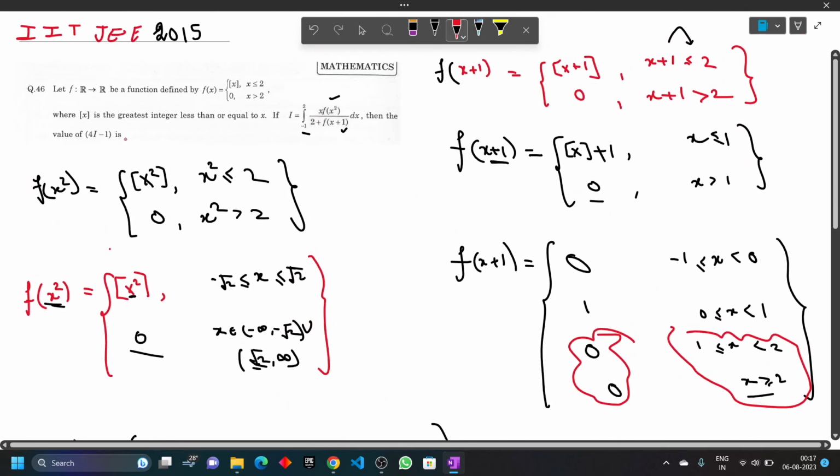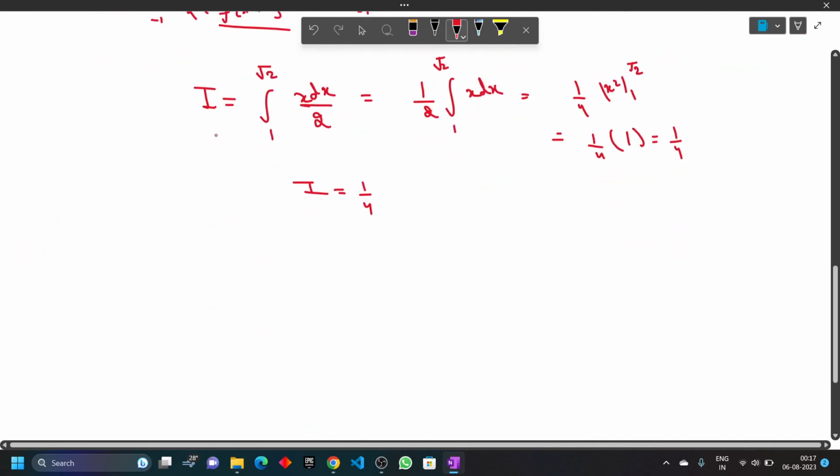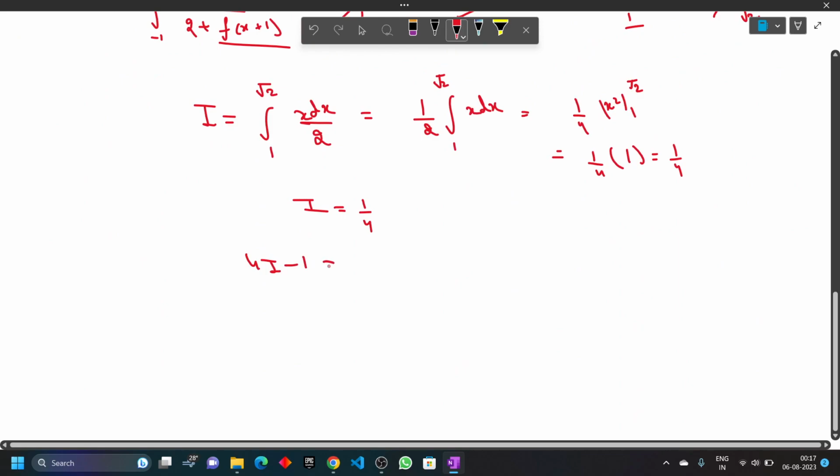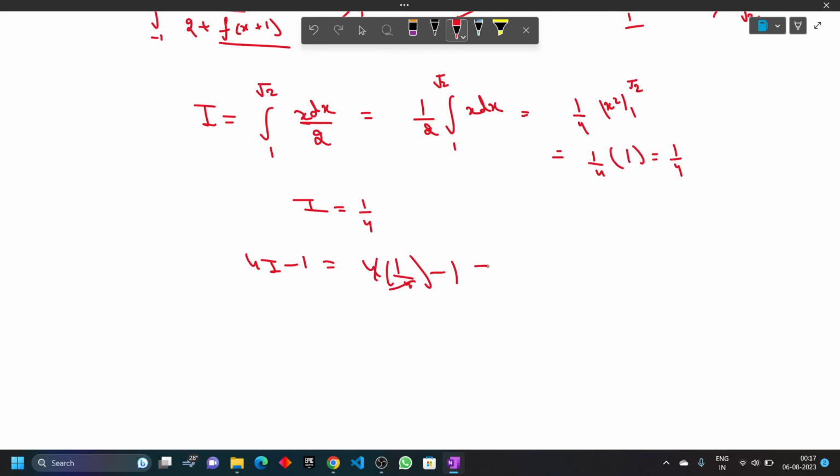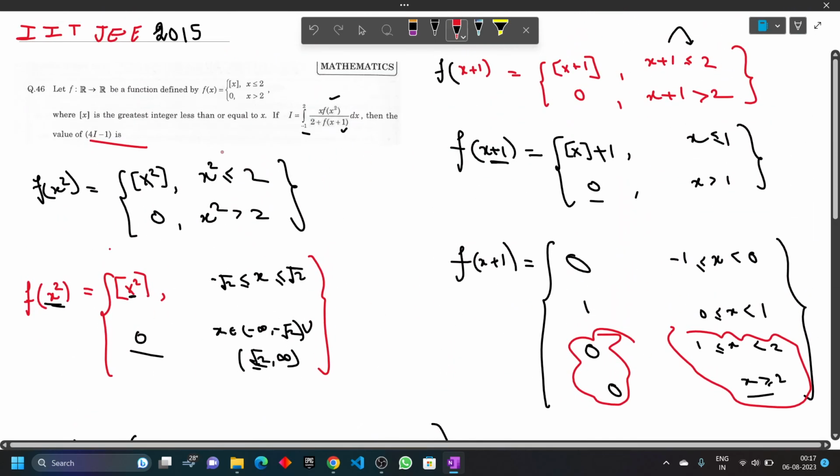So I is equal to 1 by 4. So we have to find 4I minus 1. 4I minus 1 is equal to 4 into 1 by 4 minus 1, which is 0. So 0 is the correct answer to this question. Thank you.